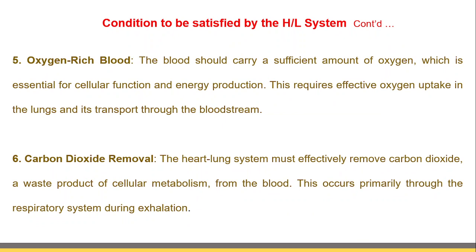The fifth condition is oxygen-rich blood. The blood should carry a sufficient amount of oxygen, which is essential for cellular function and energy production. This requires effective oxygen uptake in the lungs and its transport through the bloodstream. The sixth condition is carbon dioxide removal. The heart-lung system must effectively remove carbon dioxide, a waste product of cellular metabolism, from the blood. This occurs primarily through the respiratory system during exhalation.